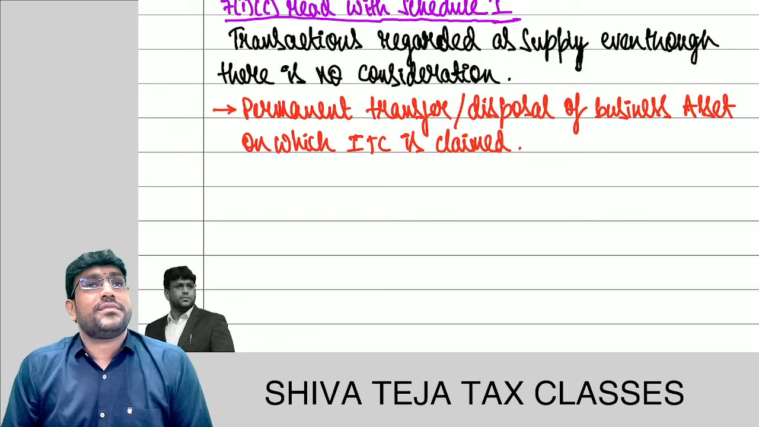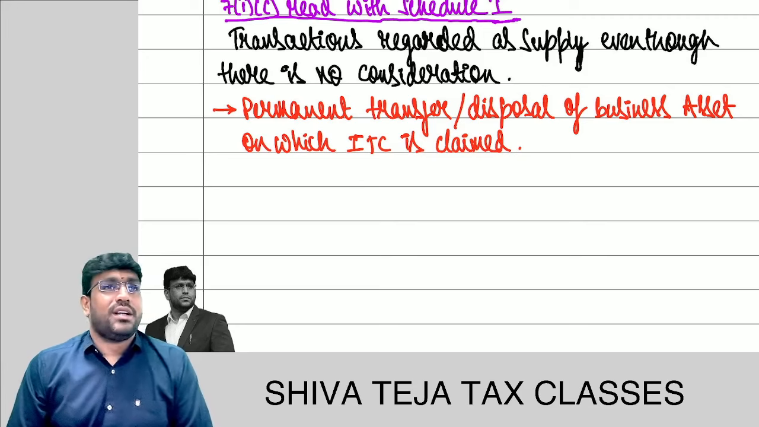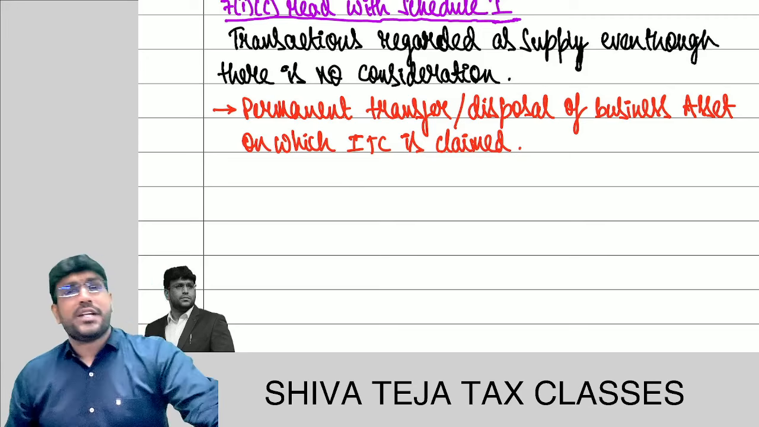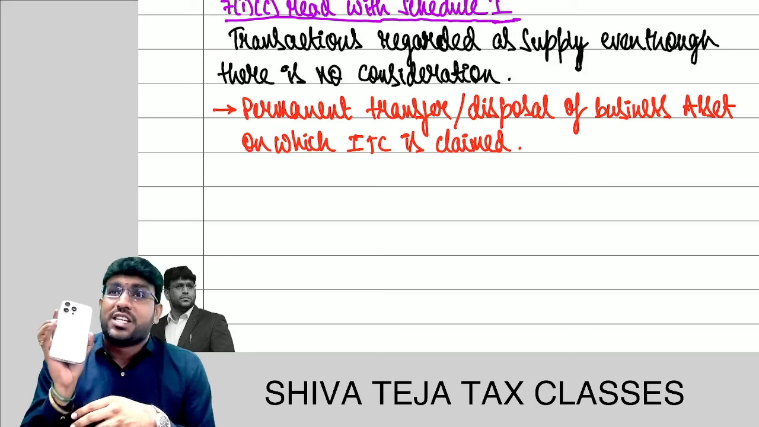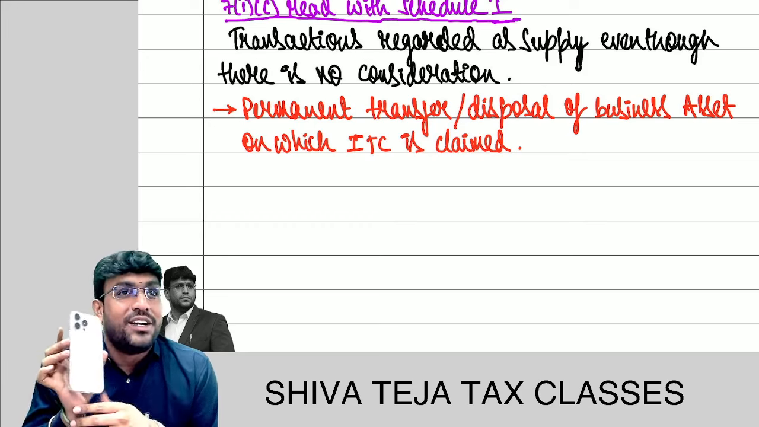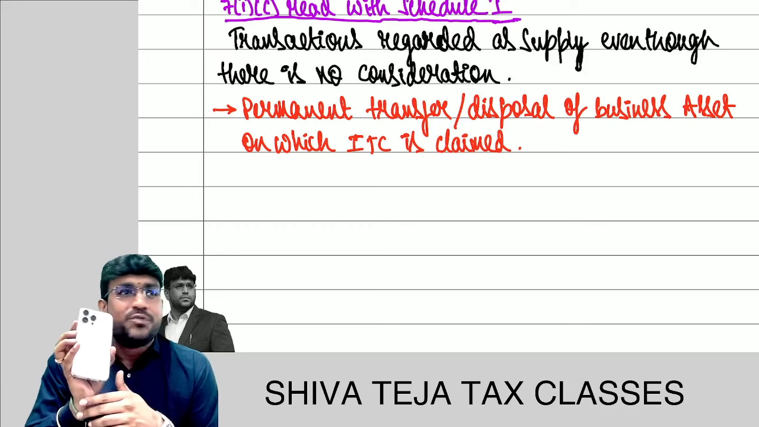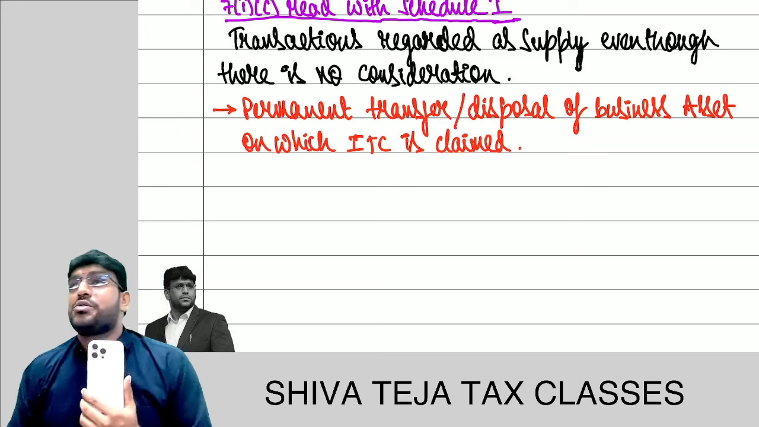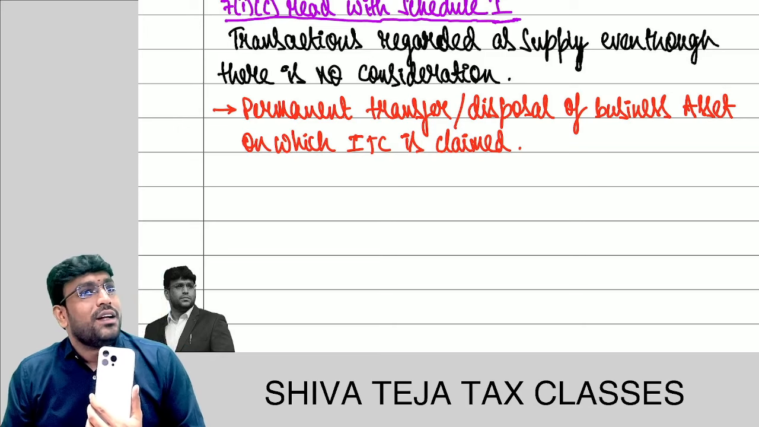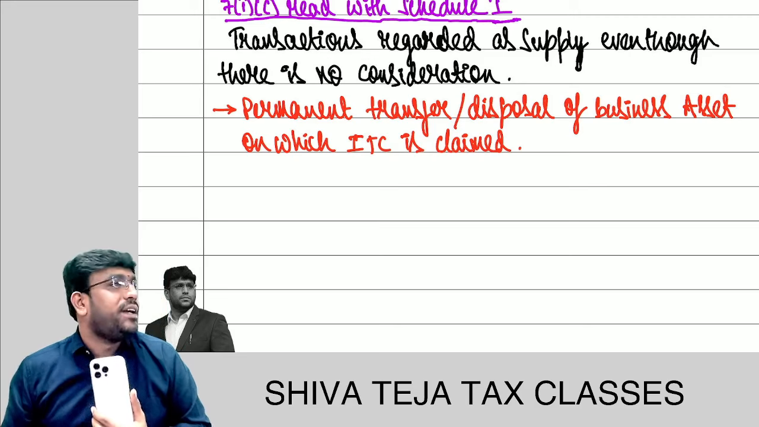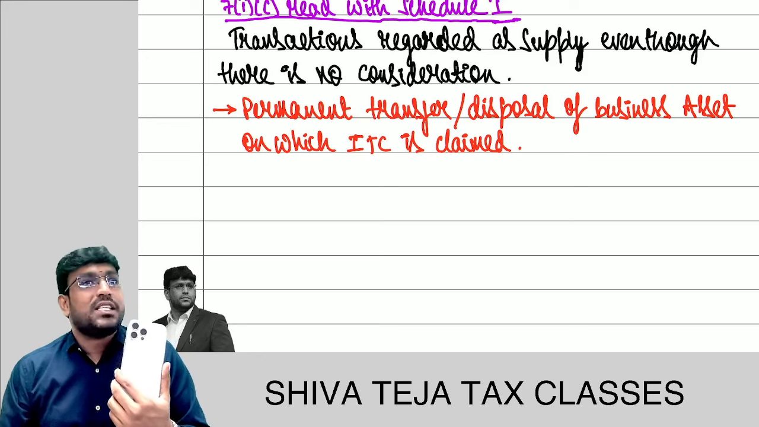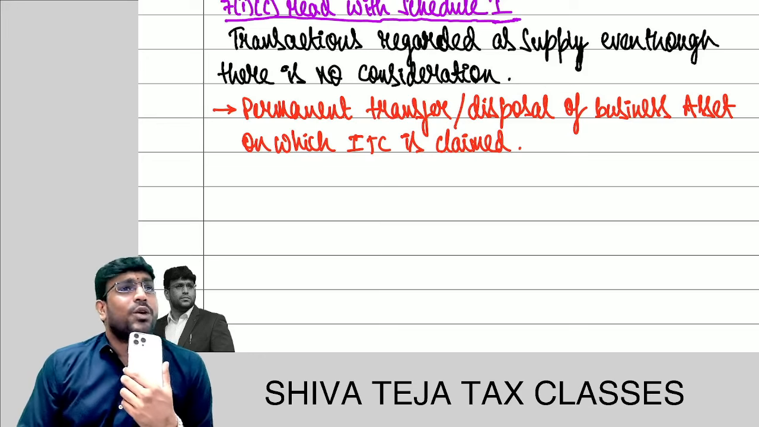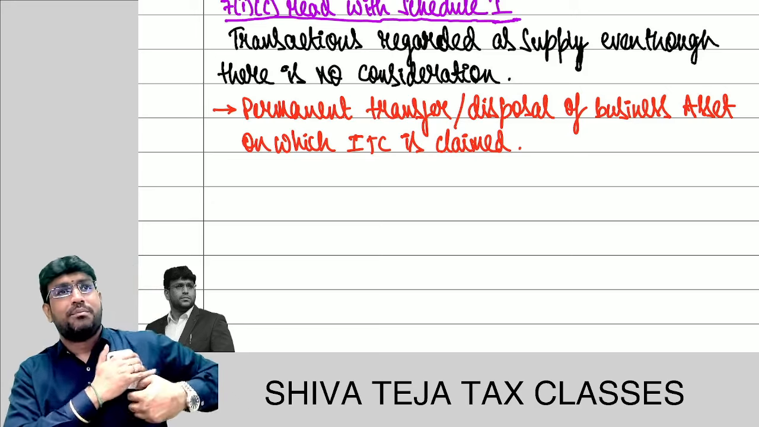Is that clear? I'll give a classic example here. Listen. Sir, Shivateja purchased this phone. Now when I purchased this phone, let me honestly tell you, I have claimed input tax credit, because I am using this for business purpose only. Yes or no, sir? Can I take credit or not? Obviously I'll take because it's not a block credit. Car they told blocked, but phone they never told blocked. So when I purchased this phone, I have taken the credit. Okay, sir? One day what has happened?